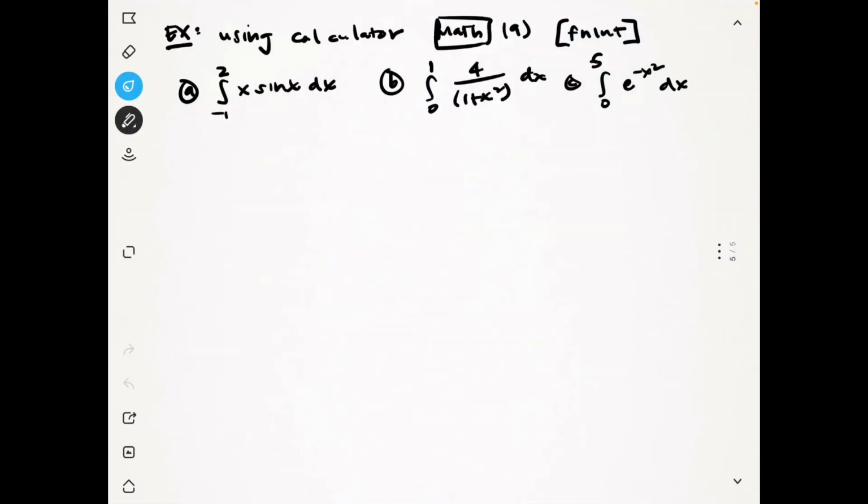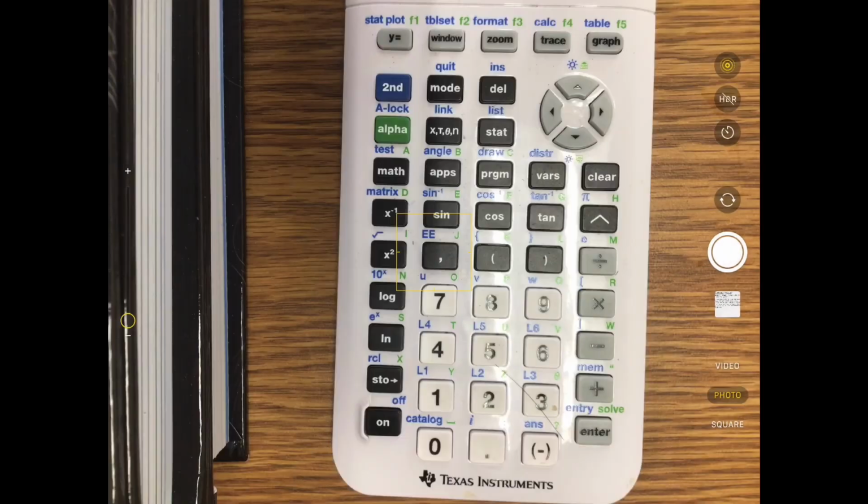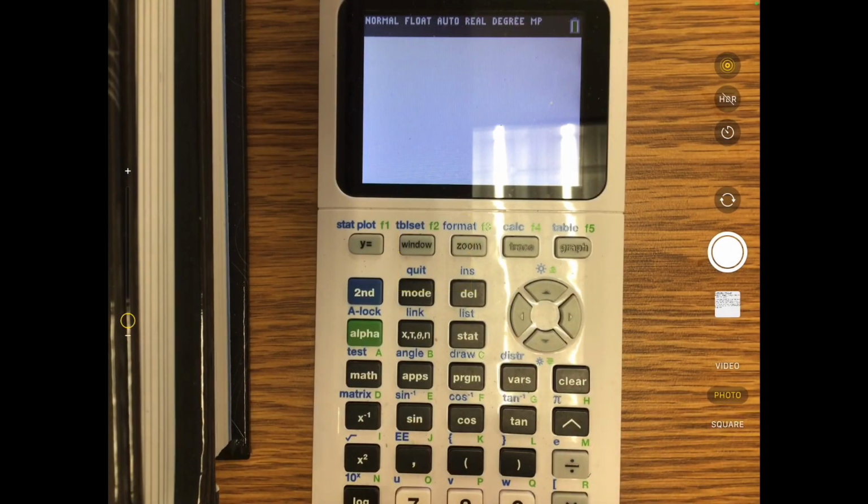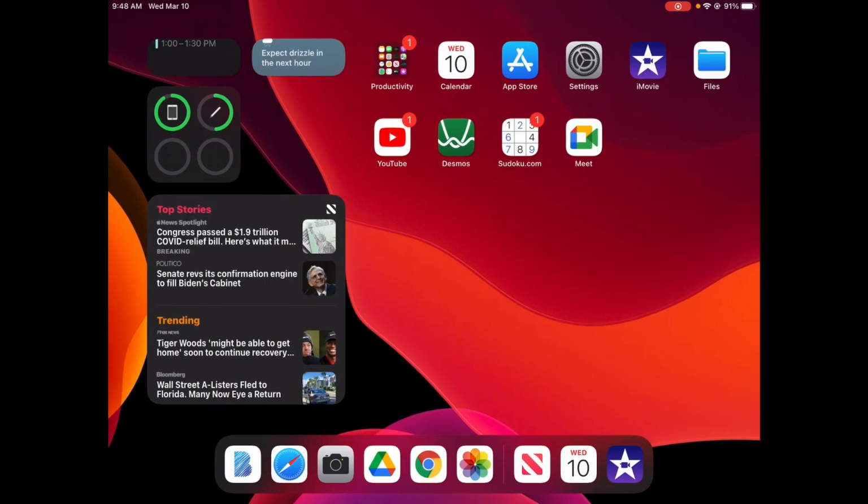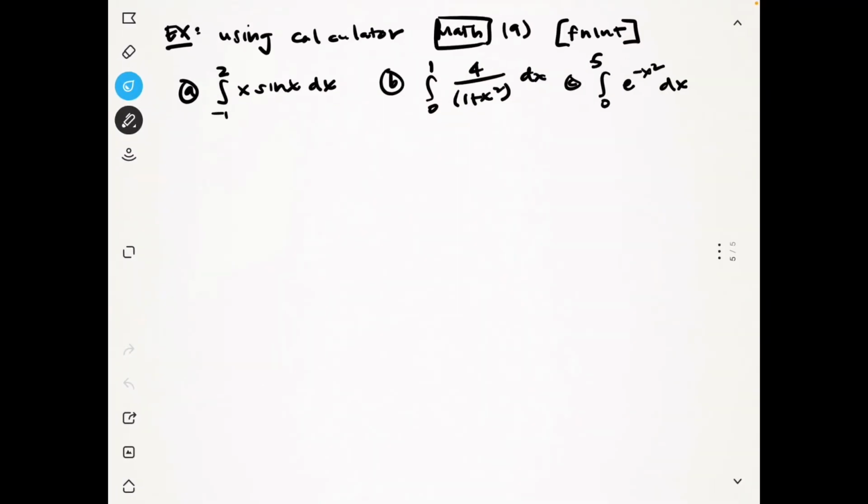All right, the last thing we're going to do is some calculator work. So we're going to figure out how to find the integral using our calculator. Okay, we have our calculator set up. So the key here, like it says on the top, is we're going to press math, we're going to press 9 or scroll down to fnInt. And what that's going to allow us to do is set up our integral. So the first one is from -1 to 2 of x sine x dx.